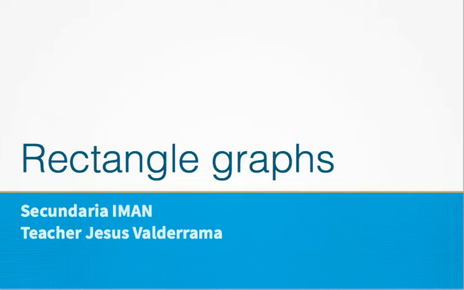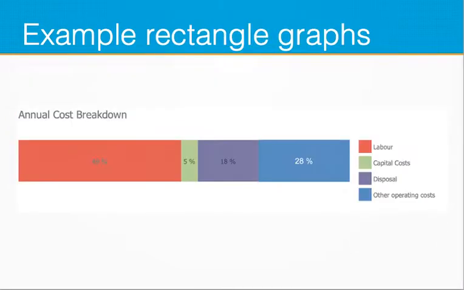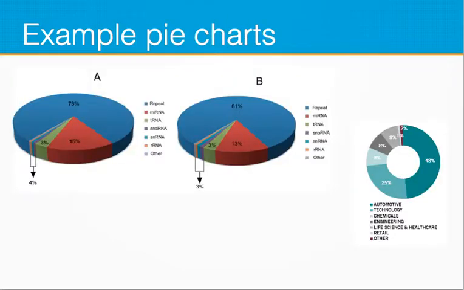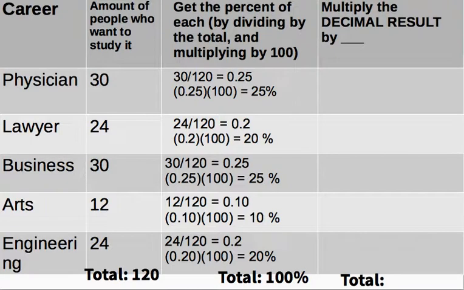Well, hello there. We're gonna do rectangle graphs today. As you remember from the previous class, we did pie graphs, or circle graphs as we call them. But today we're gonna do the rectangle graph, which is pretty much the same idea, but instead of using angles, we're gonna use lengths. In this case, we're gonna use the same chart of the imaginary students that want to study these careers.